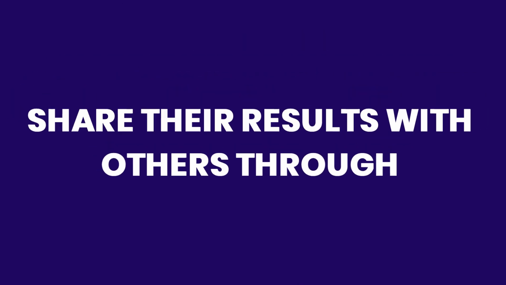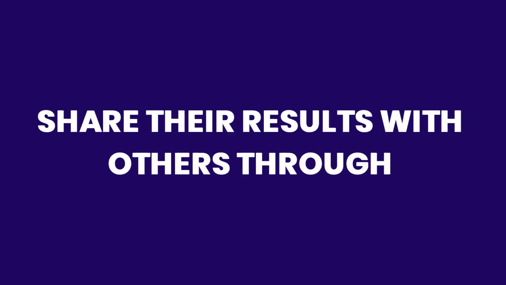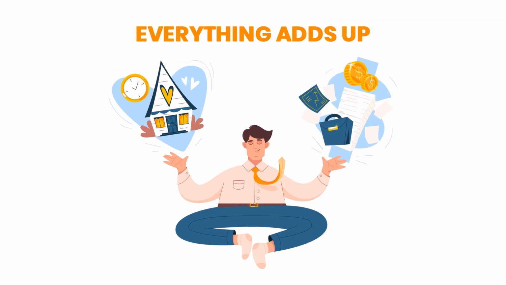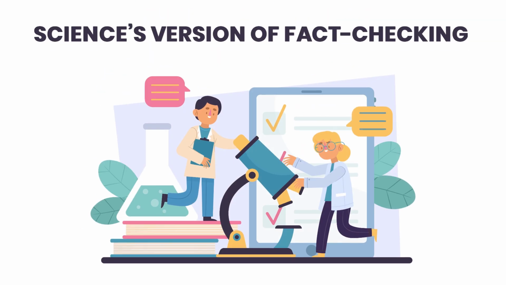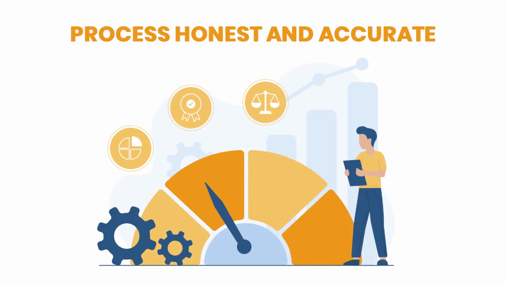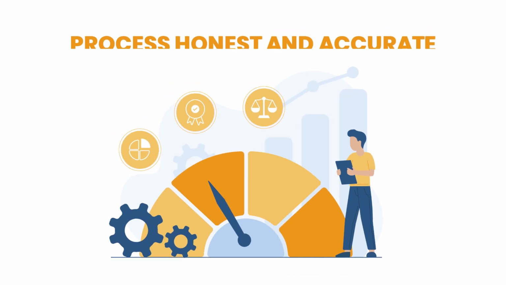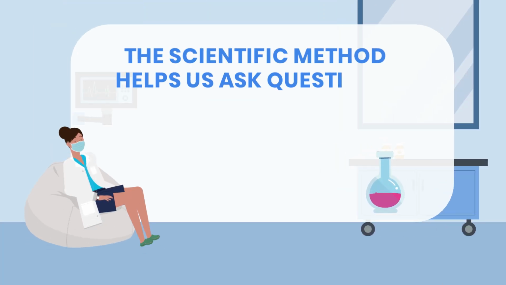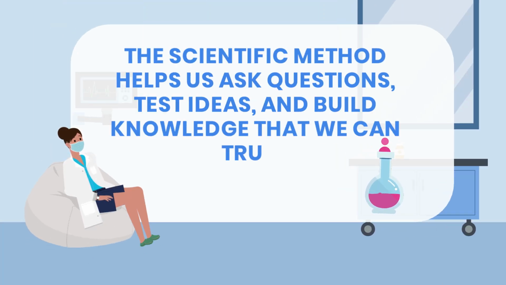Finally, scientists share their results with others through peer review. Other experts check the methods, repeat the tests, and make sure everything adds up. It's like science's version of fact-checking, and it keeps the process honest and accurate. So, the scientific method helps us ask questions, test ideas, and build knowledge that we can trust.